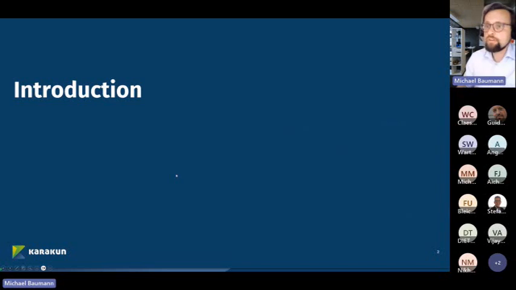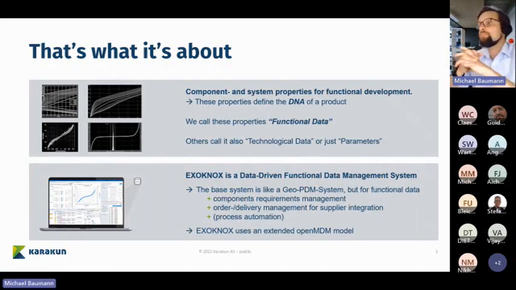Two slides as an introduction to what it is actually about. The system is made for dealing with component and system properties for functional development. These properties are normally curves, characteristics for mechatronic components and systems, or hydraulic ones, doesn't matter. But these properties in total normally define the DNA of a product. Besides design, for instance, many functions of a car that can be experienced by customers, like handling, so driving dynamics, driving comfort, noise comfort, and so on, durability, depend on such properties of components and systems.